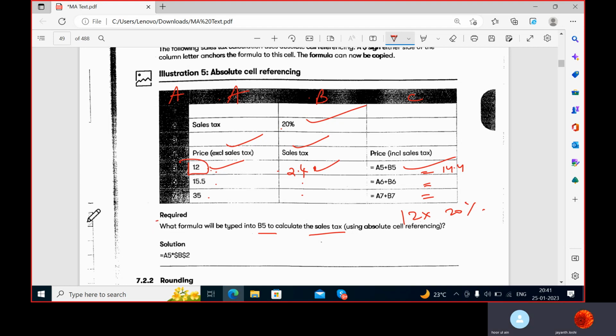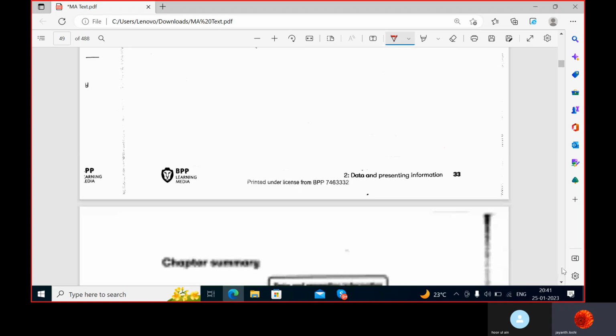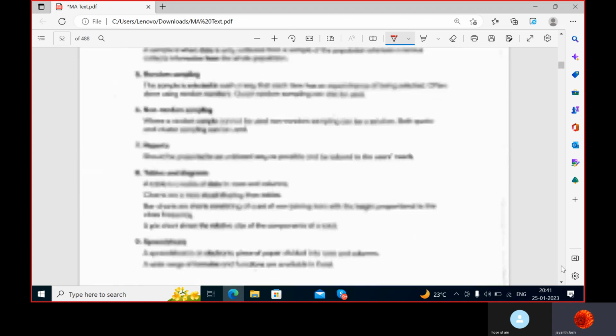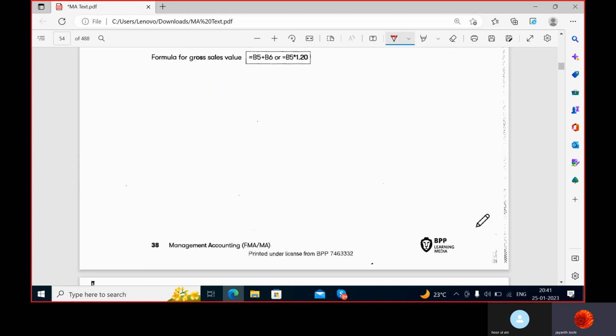So that will be 3.1. Okay, this is what you can do. So we can do this, and this is the end of this chapter. So you have to do all the activities, and any doubts you have in any of the activities, you can let me know.